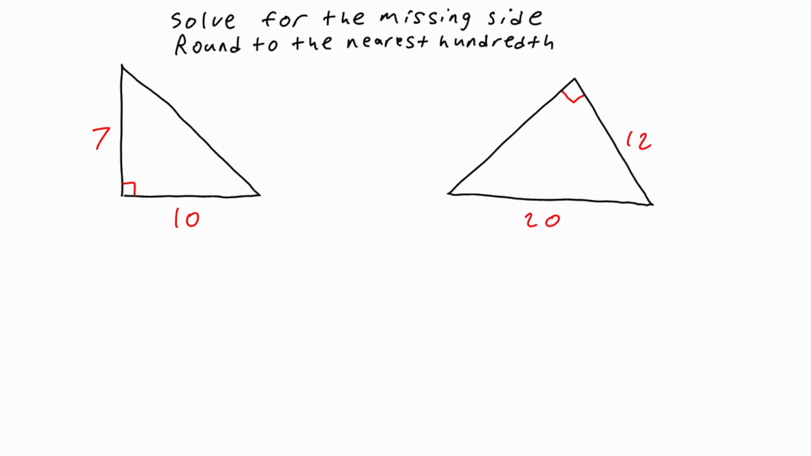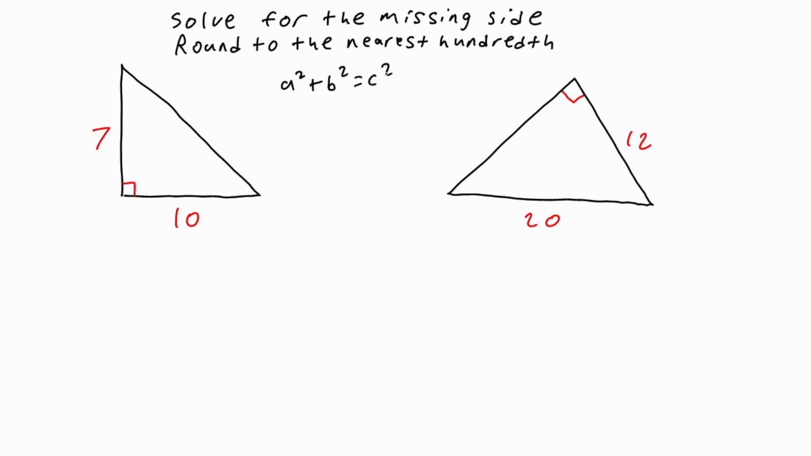All right, now let's use the Pythagorean theorem. So we're going to solve for the missing side and round to the nearest hundredth. And it says round to the nearest hundredth, but if you don't need to round, then just give me the answer. But if it goes past 2 decimal places, then we round to the nearest hundredth. All right, so we're using the Pythagorean theorem here. So we've got a squared plus b squared equals c squared.